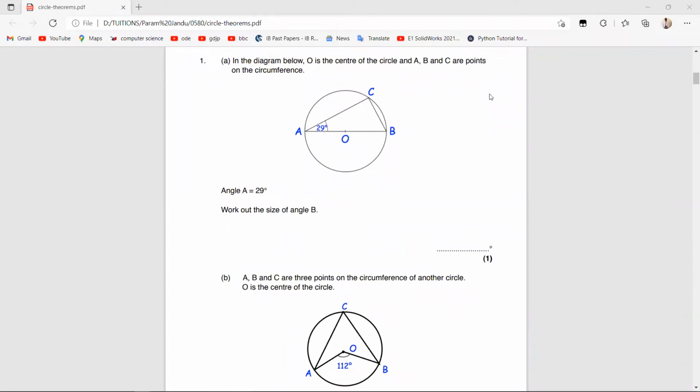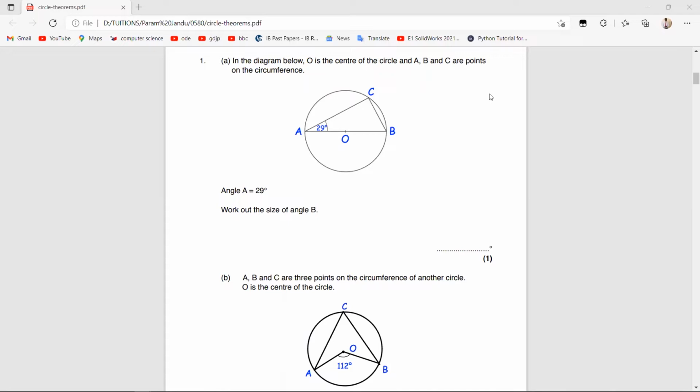Welcome to the third video of circle theorems, and in this video we are going to solve questions involving angles. So we are going to try and solve these angles by applying the knowledge that we learned in the first and second video on circle theorems.